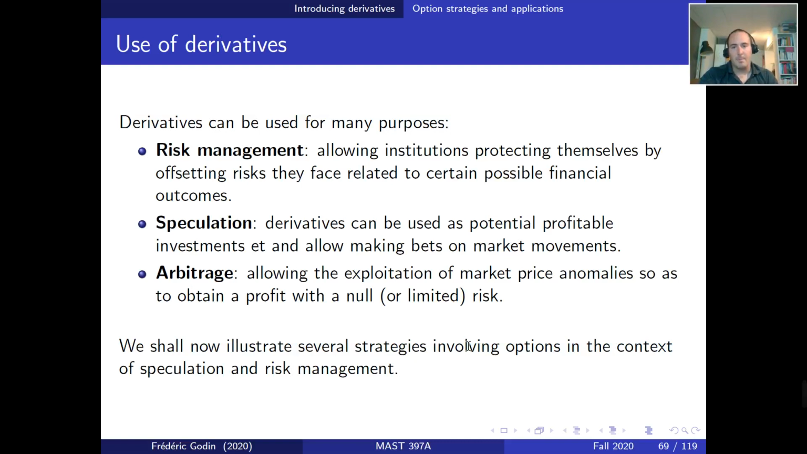In the next slides, we're going to illustrate many examples of risk management and speculation strategies relying on derivatives, but this we will do in the next video.